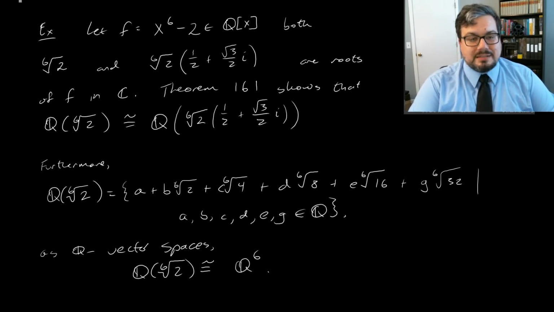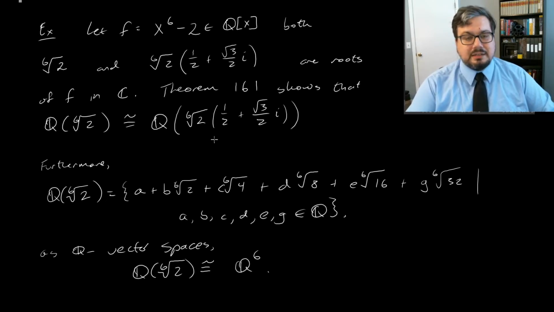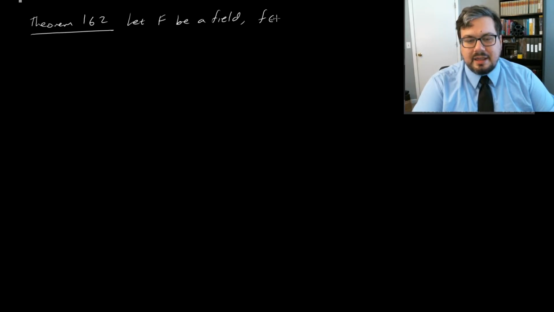So let's see how this goes. Now this proof takes a little bit of work, more work than the other ones that we've done so far. So let's get into it. Theorem 162. Let F be a field, and f in F[x] a non-constant polynomial.